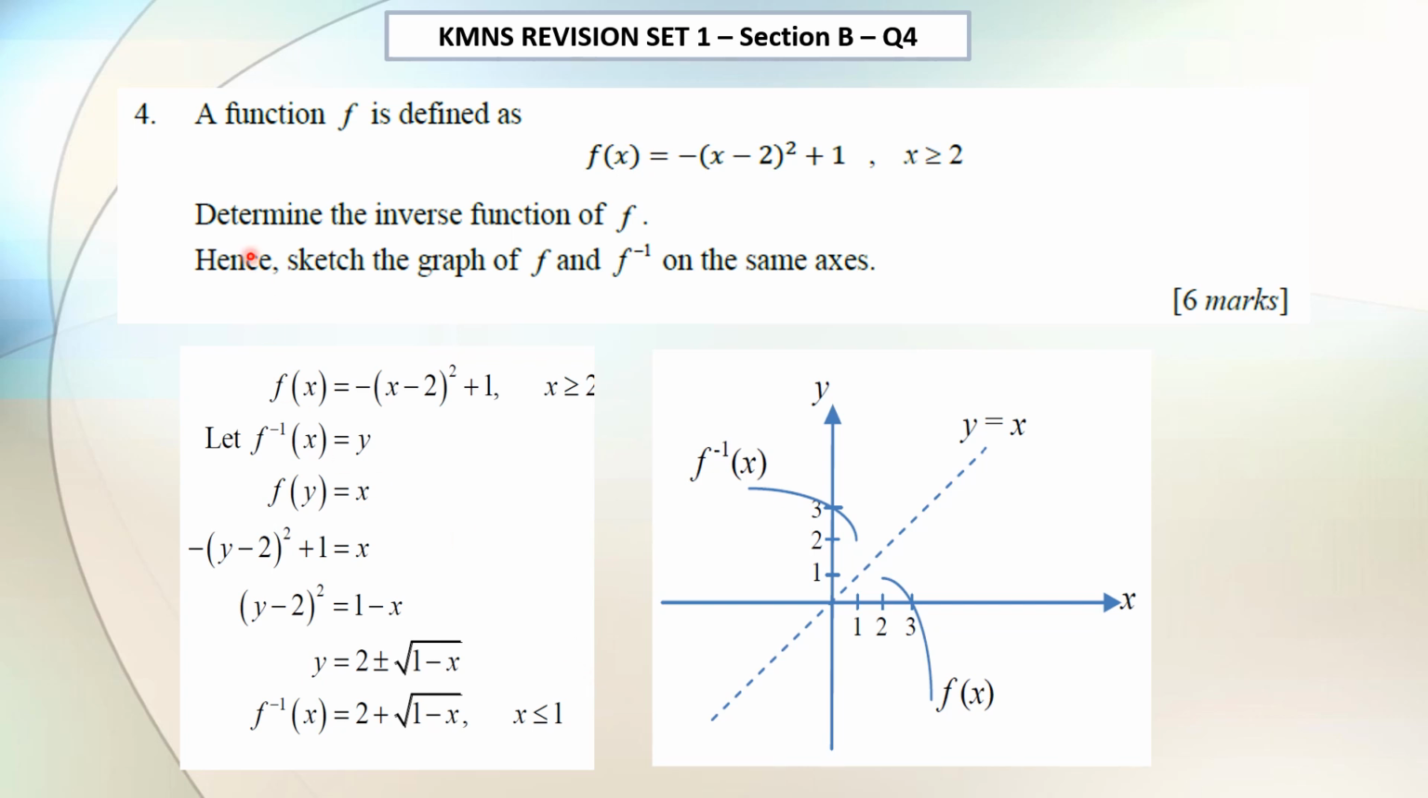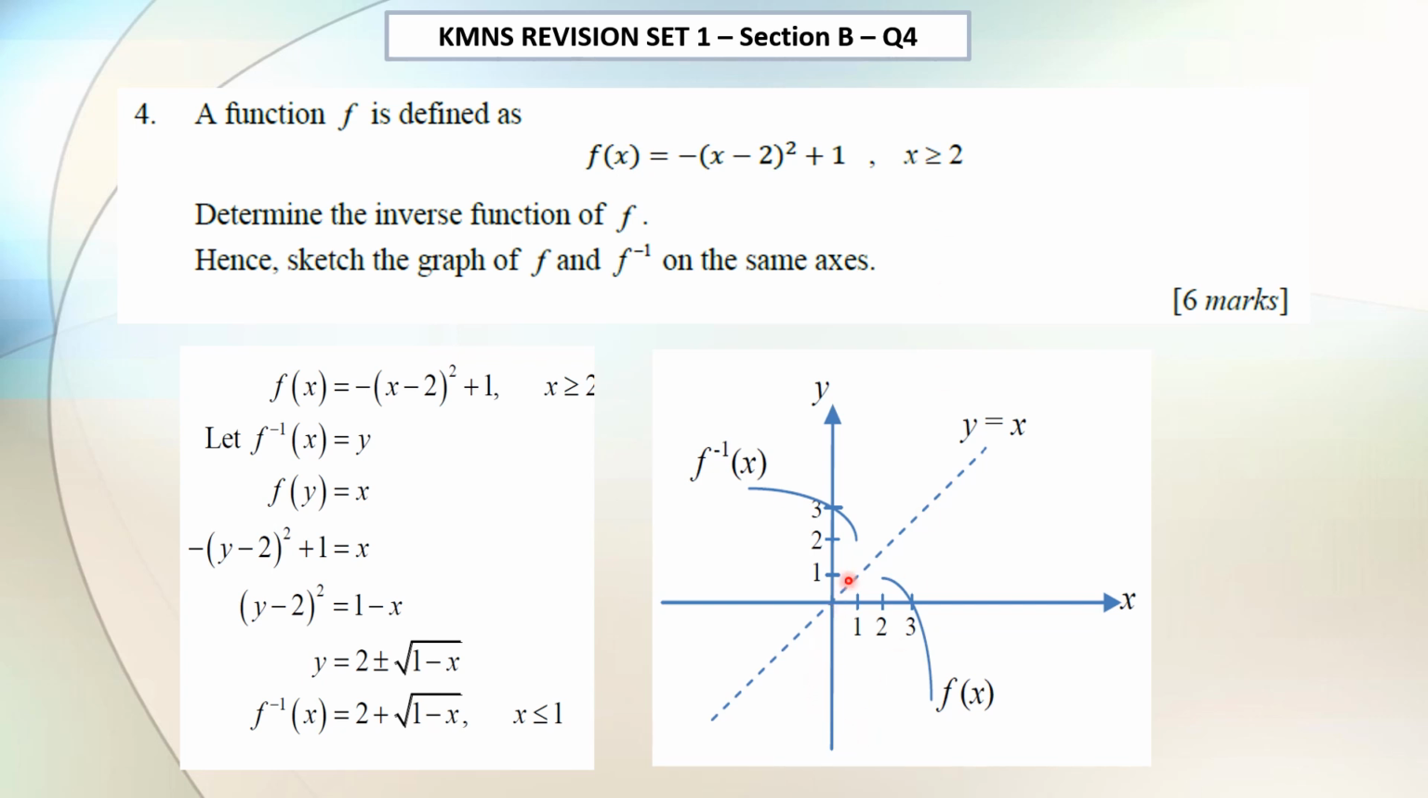Anyway, then we sketch the graph of f and f inverse on the same axis. You must be very careful because this is a quadratic graph. This is an upside down U graph, so we draw like this. But remember, it's just one side, which is x more than or equal to 2. It's not a complete U graph, it's just a half U graph. Why? Because it's given to you x must be more than or equal to 2.